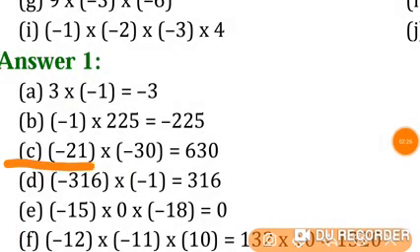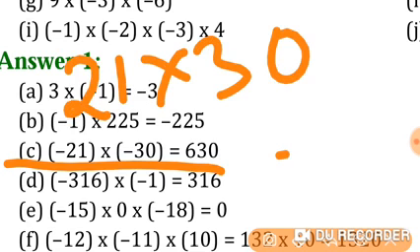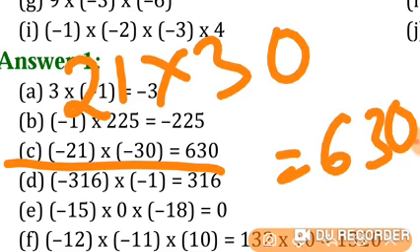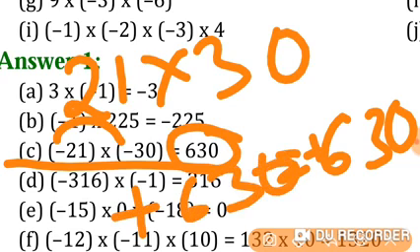C question, minus 21 into minus 30. Just multiply the numerals first. 21 into 30, what is the answer? 630. Afterwards we go for the sign multiplication. That is minus into minus, plus. Plus may be written or may not be written. That's why here it is not written. Don't get confused. We can write it as plus 630. It is also correct.